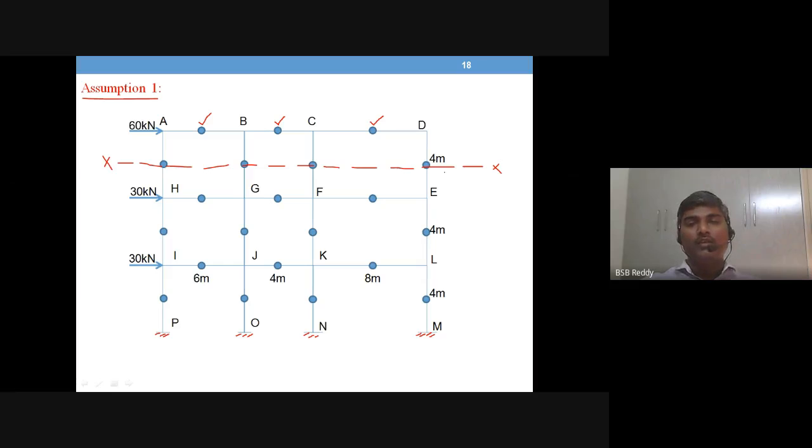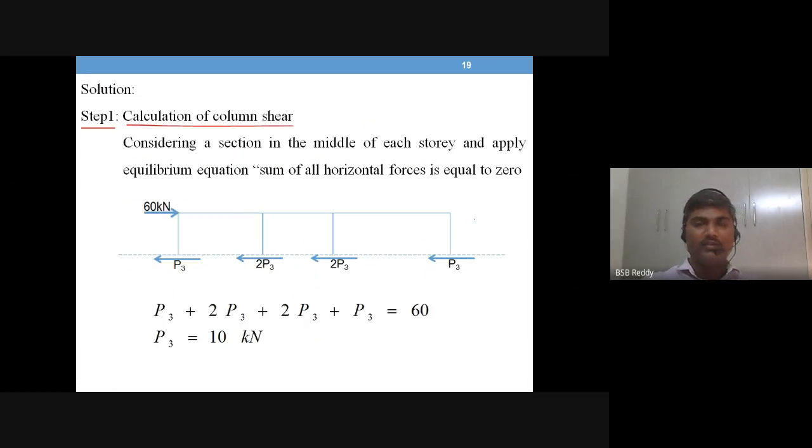Okay, so now the entire frame has become two parts. Below the section one portion, and above the section another portion. So you take that part and redraw it again. That is given in the diagram here. This is the free body diagram of the upper part above this section. Take the portion above the section.